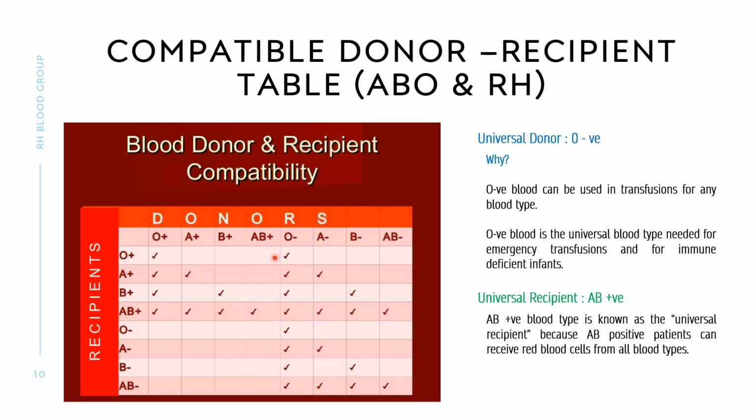Then there is universal recipient, which is AB plus or AB positive. You can see AB positive can receive blood from all the other different types of blood groups. So AB positive is known as the universal recipient.